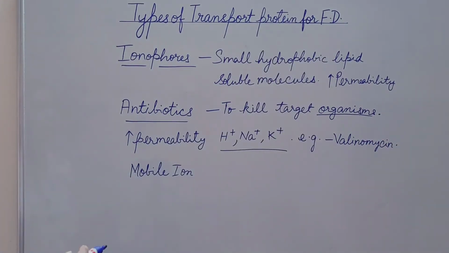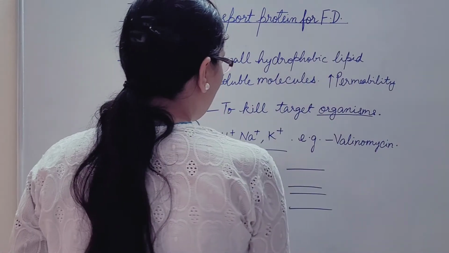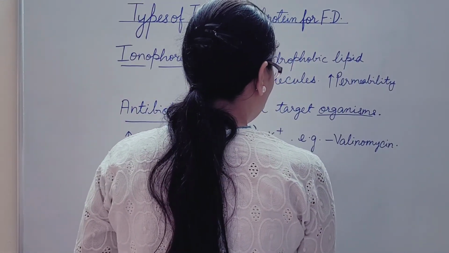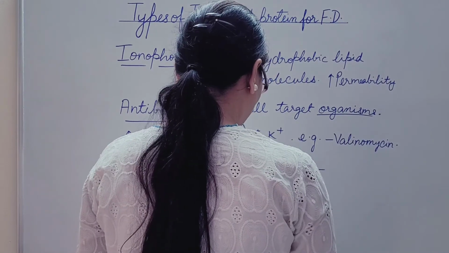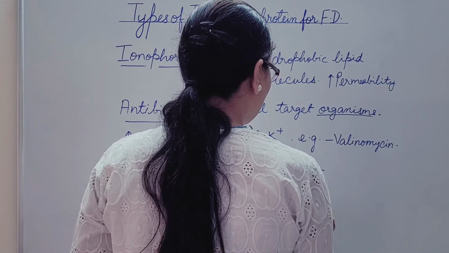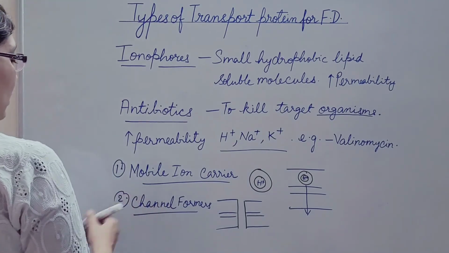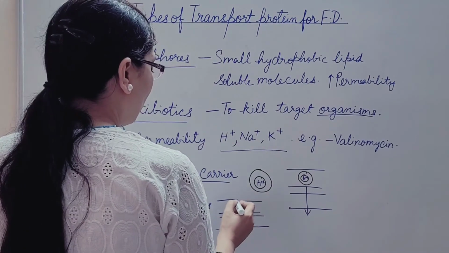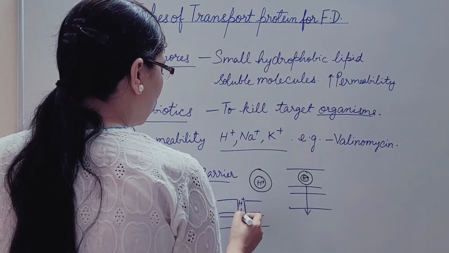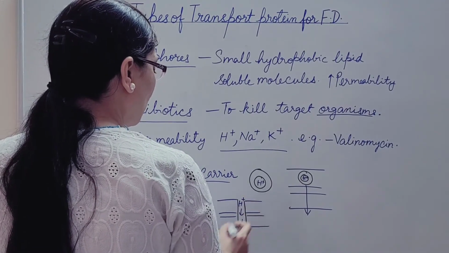These ionophores are of two types. One is mobile ion carriers. These are hydrophobic molecules with a hydrophilic cavity, and these shield the ions and help them transport across the phospholipid bilayer. Second is channel formers. These dissolve in the phospholipid bilayer and thus form hydrophilic channels and help in the passage or the transport of the ions across the phospholipid bilayer.